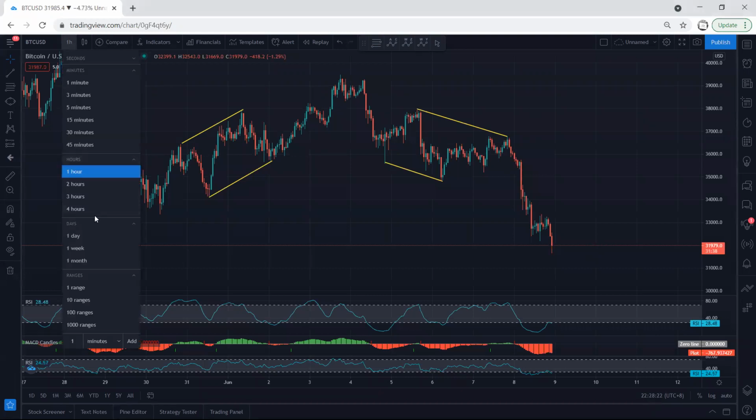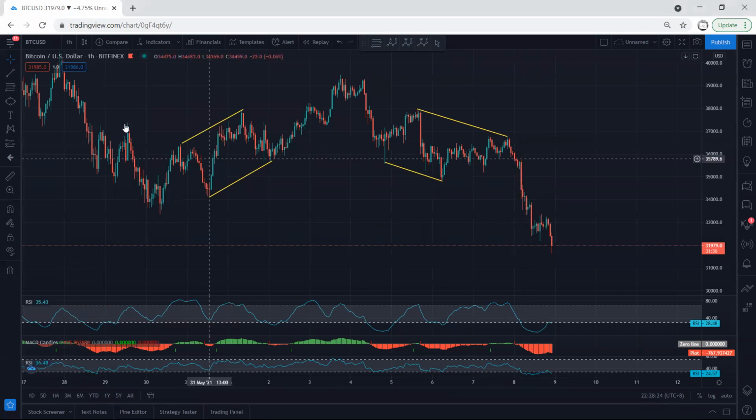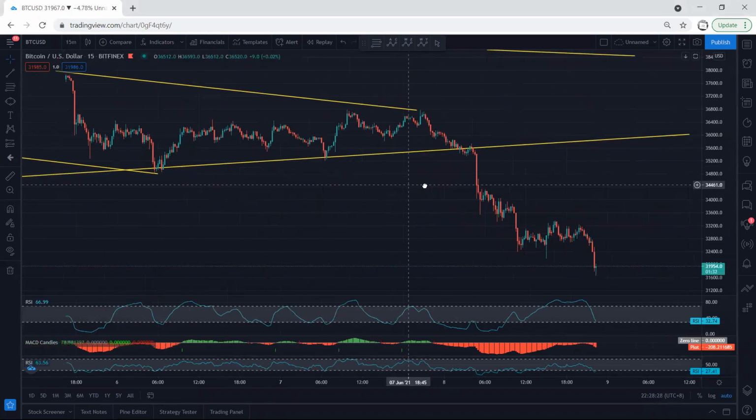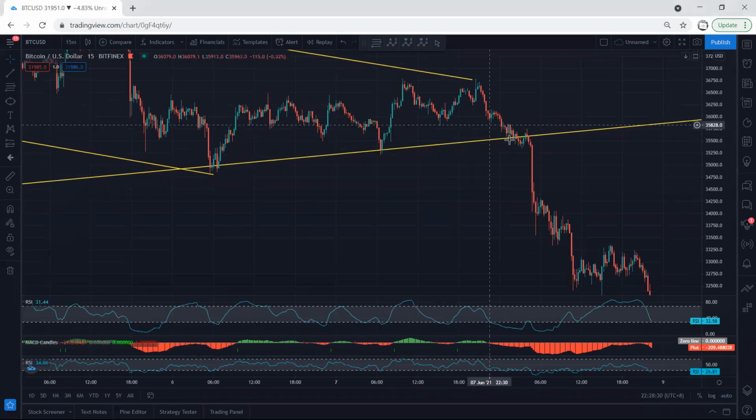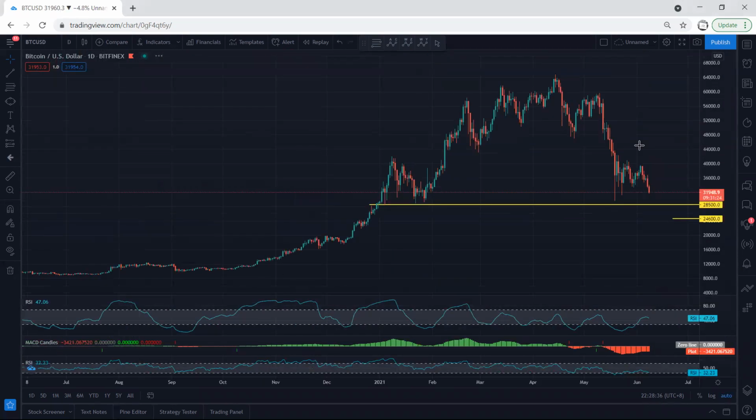Anyway, as we expected, the price exactly dropped. And if I move to the 15 minute, this is where we could look for sell as well. There was an opportunity to look for sell from here. Anyway, we move to the daily chart to see what's next.